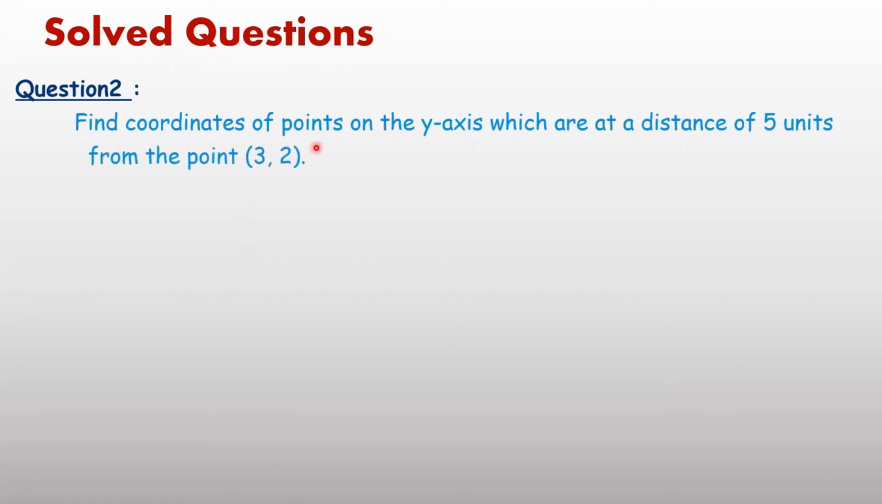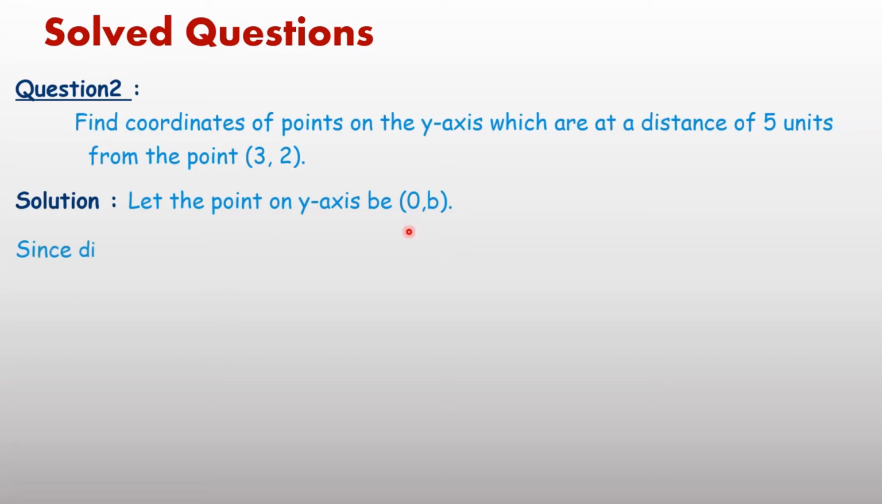Find the coordinates of point on y-axis which are at a distance of 5 units from the point having coordinates 3, 2. If any point on y-axis you consider, then you will take as 0, b, because x coordinate of point on y-axis is always 0. Same, if anyone asks to write the point on x-axis, then y coordinate will be 0. Let point on y-axis be 0, b.